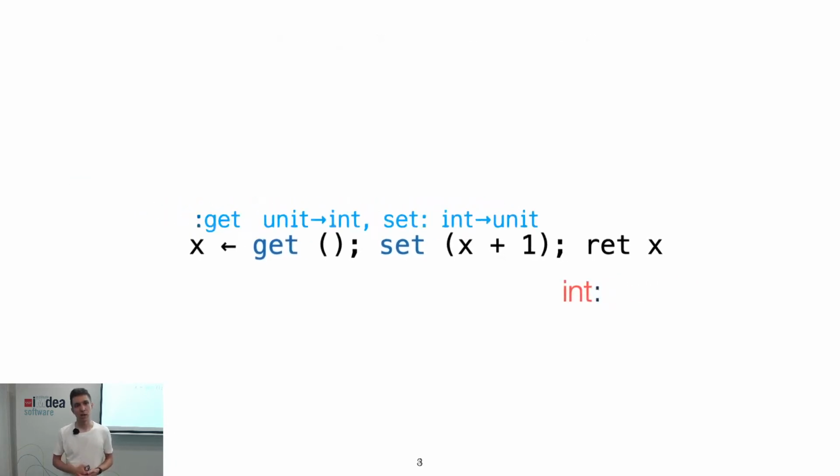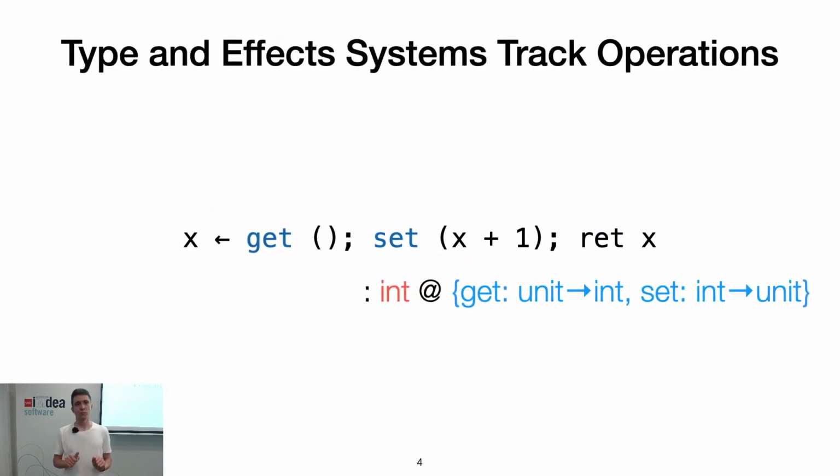But moreover, what we typically want to know in programs that use algebraic effects is which operations they used. So we also track their effects in the typing, alongside the return type of integer. We call such type systems, which also track operations, type and effect systems. Let's look closer at this type and effect system annotation.